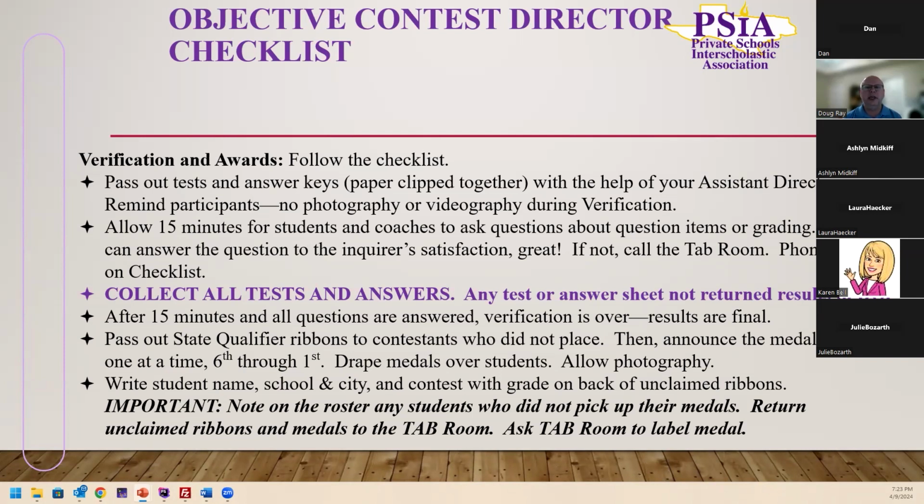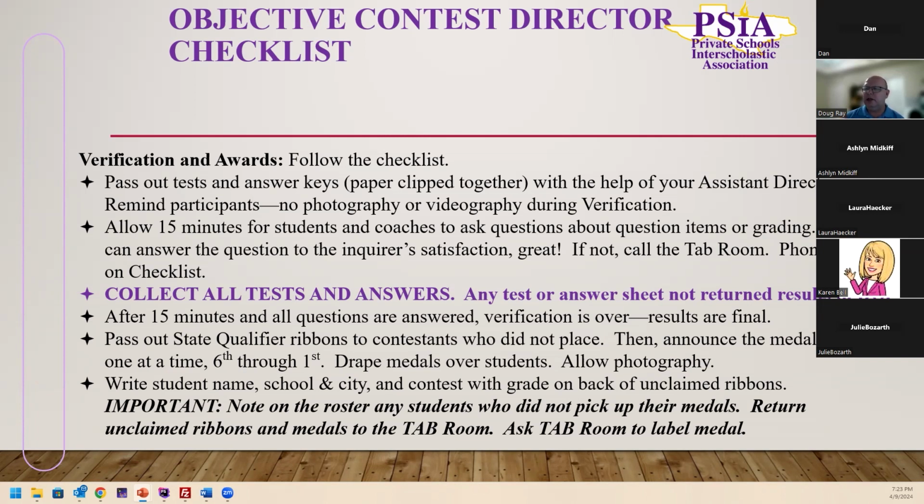Since this is the first weekend, all of the tests have to come back to PSIA. And so you collect all the tests. They have to be paperclipped back together. And you collect all of that, the test, the answer sheets, and the answer keys. Any test or item that is not returned will be a disqualification from the contest. And they'll be forced to return it, even if they've driven halfway home by now.